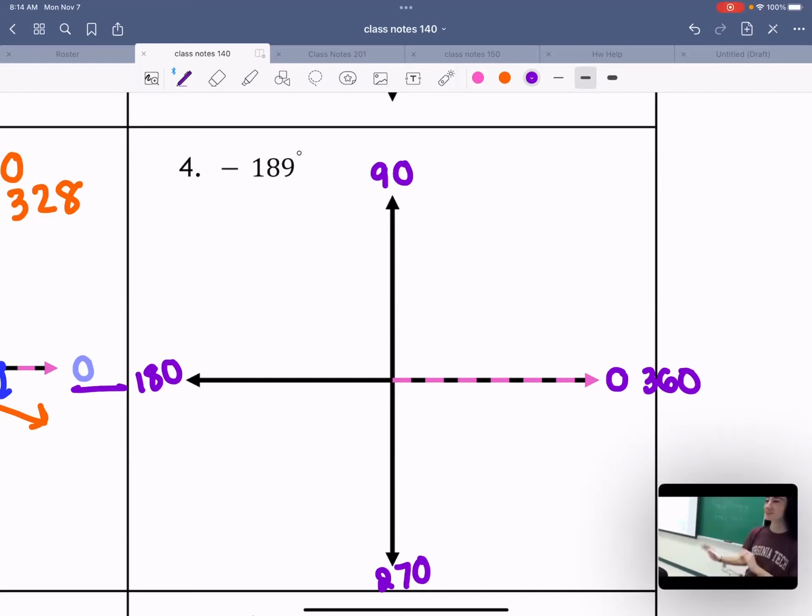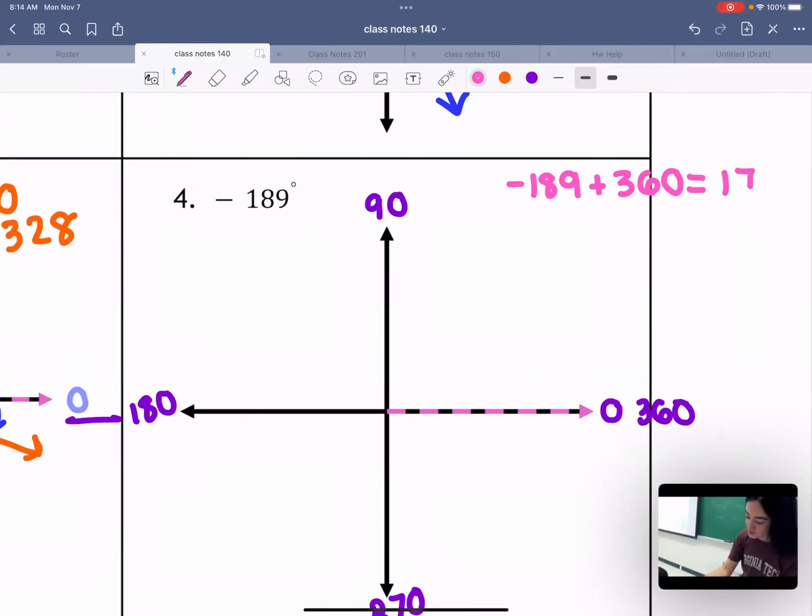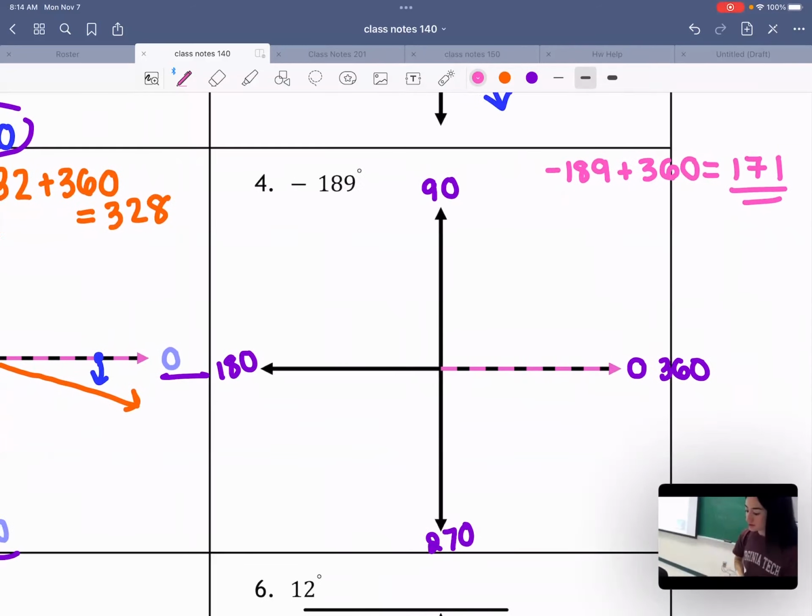360, right? 360 will give me a positive coterminal angle. So what I'm going to do is -189 plus 360, and that's going to give me 171. So I know that a positive coterminal angle for -189 is 171. Taking a look at this, is my angle going to be in quadrant 1, 2, 3, or 4?